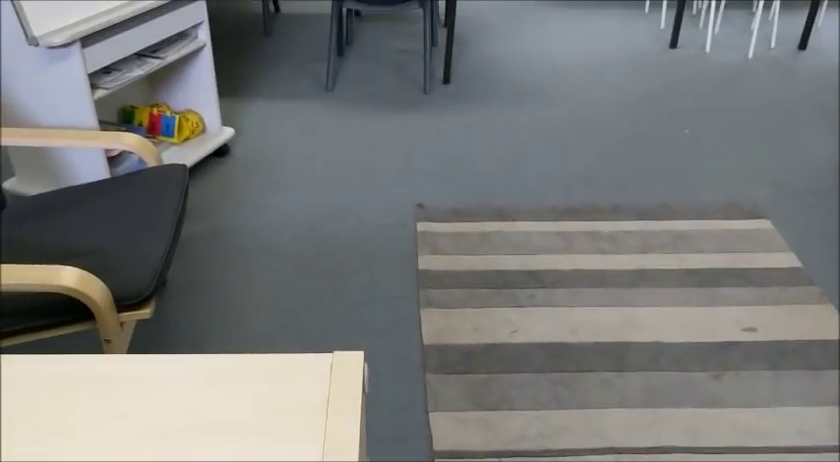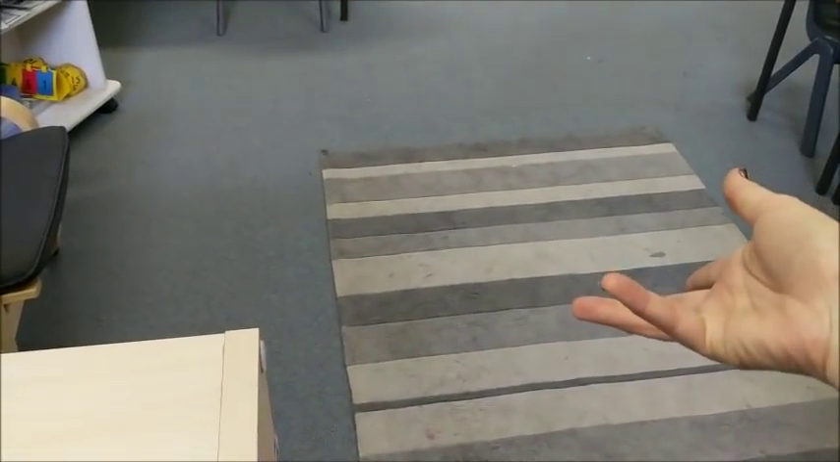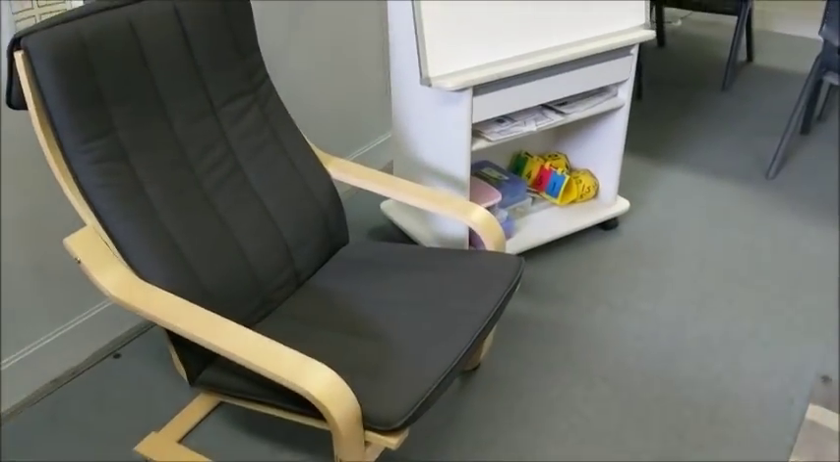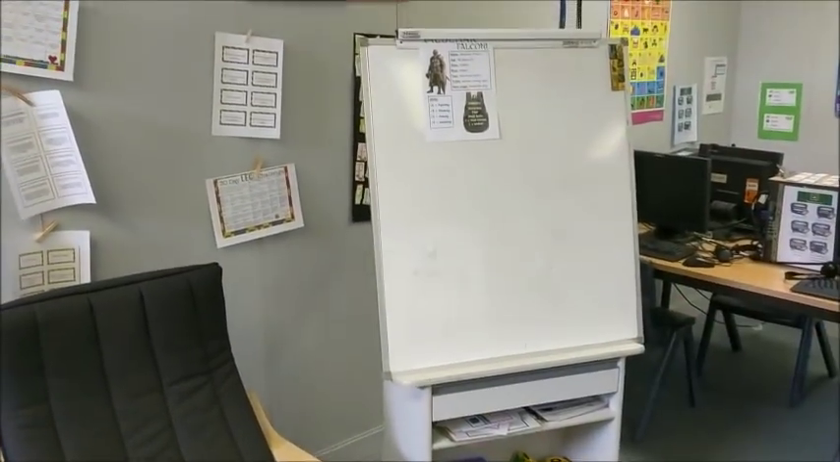This space that's over here, you can see the mat. That's my divider. So I can say to the kids, go and sit on the grey mat. And I sit in the chair, or the student sits in the chair, depending on what we're doing. We can use the whiteboard for work.